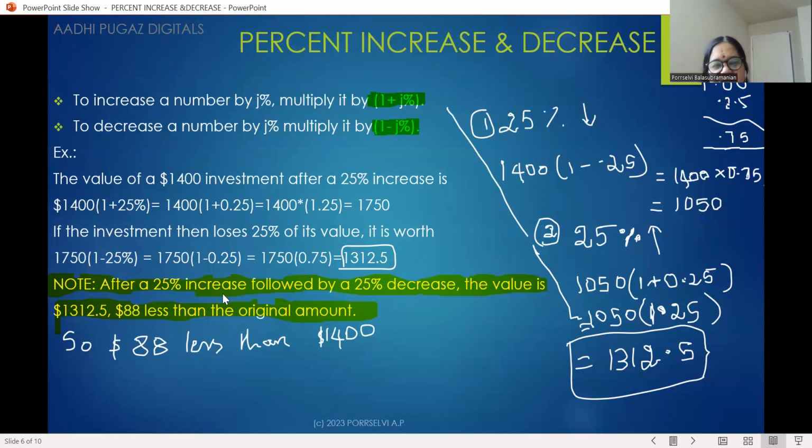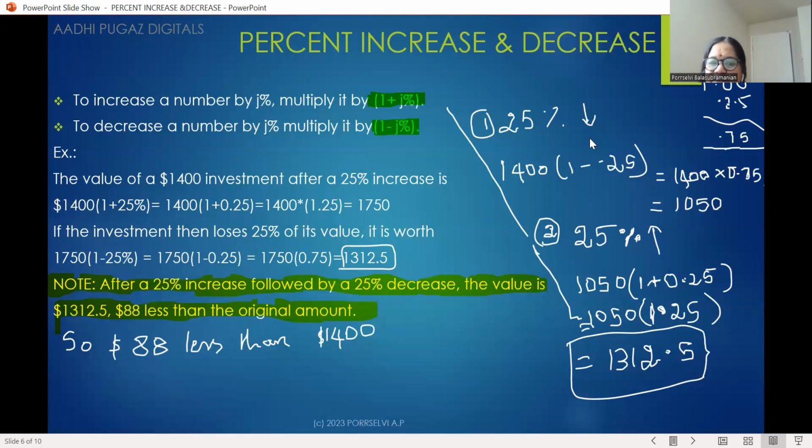After a 25% increase followed by a 25% decrease, the value is 1312.5. It means 88.5 less than the original amount. So here I explained in a little bit of detail.